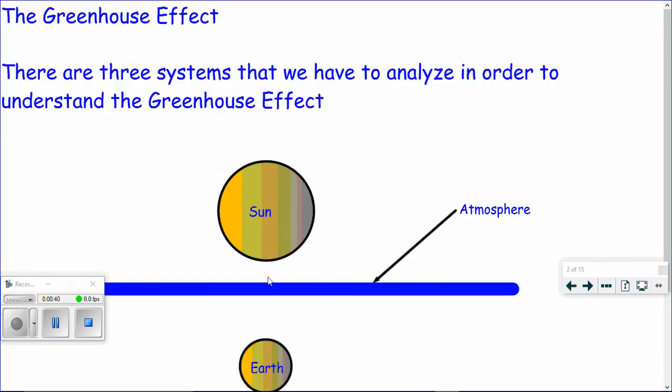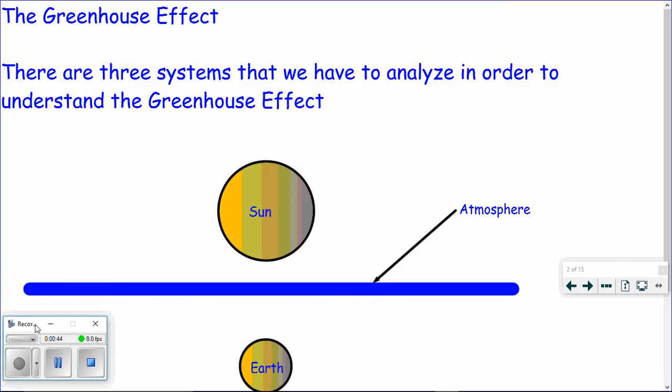There are three systems that we must talk about in order to fully understand the greenhouse effect. In this video, the two systems we're going to look at are the sun and the earth. In the next video, we're going to concentrate on the atmosphere. So we're going to look at what the sun is doing first, and then we're going to look at what the earth is doing next and discuss what we mean by a black body object.